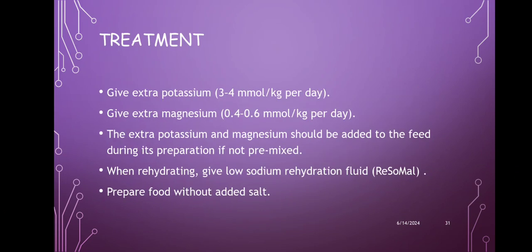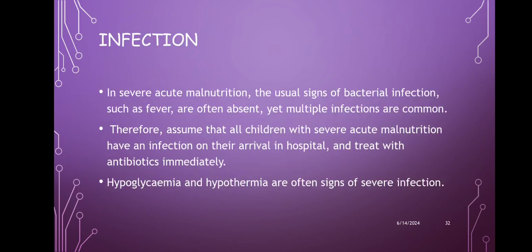Treatment of electrolyte imbalance. You need to give extra potassium, about 3 to 4 millimoles per kg per day, and extra magnesium at about 0.4 to 0.6 millimoles per kg per day. The extra potassium and magnesium should be added to the feed during its preparation if it's not premixed. When rehydrating, you need to give low sodium rehydration fluid, which is the ReSoMal. Then prepare food without added salt.